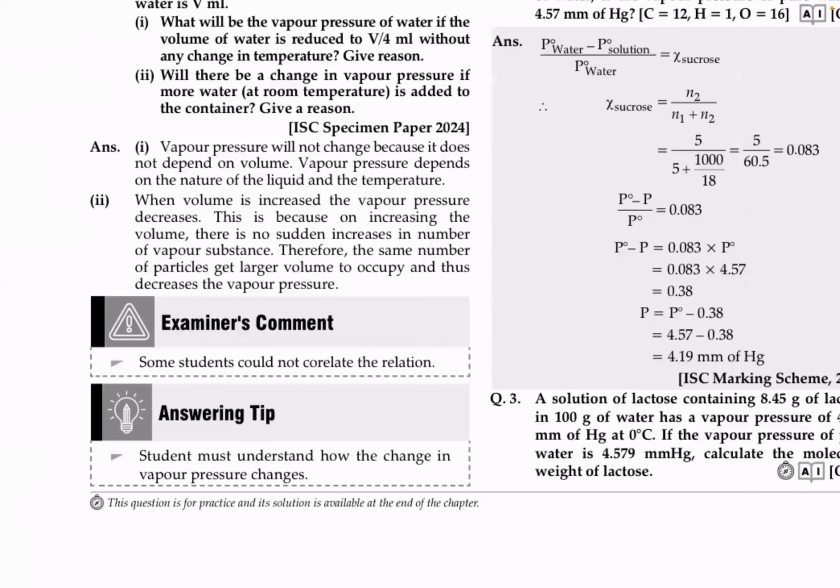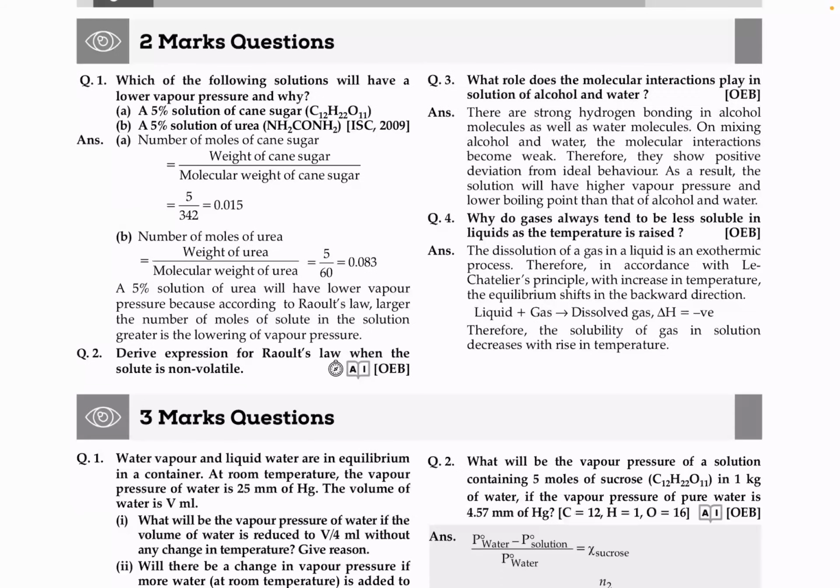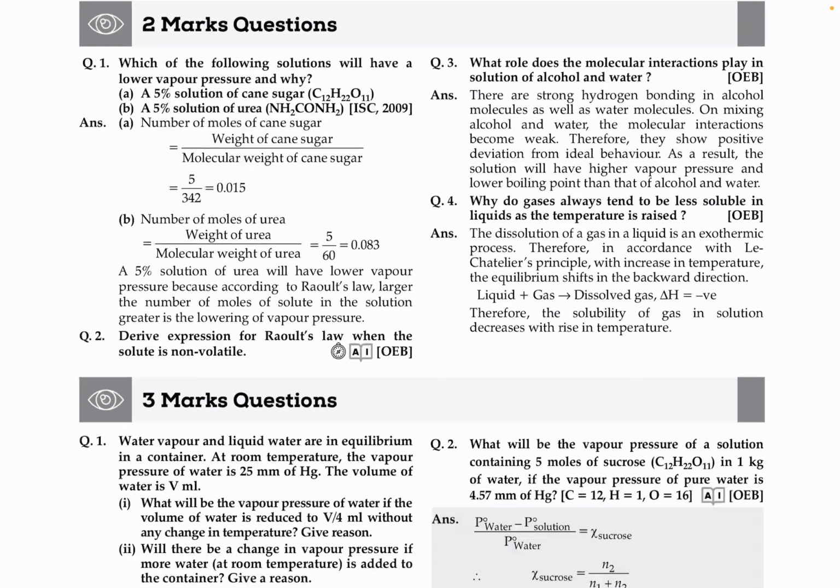Then what do we have? Then we have some more questions here. These are not so important, so we'll not solve them.